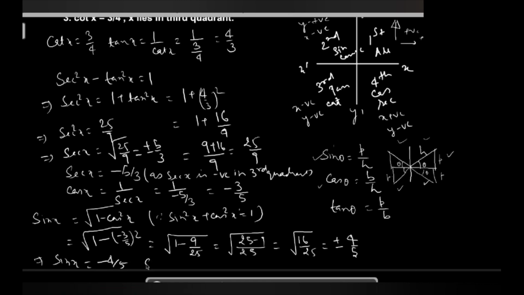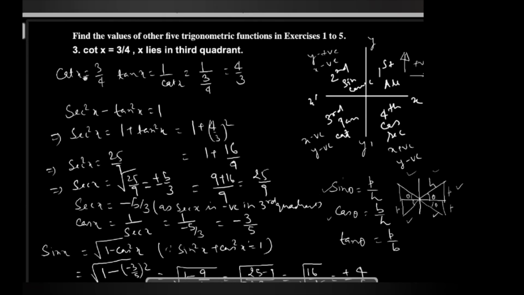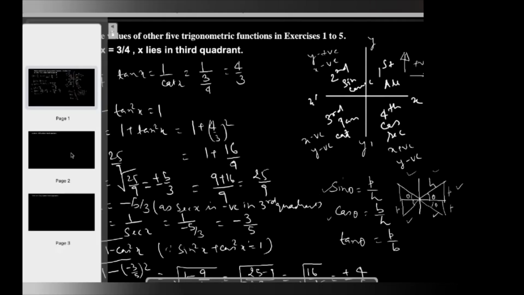Given this, you can get cosec x equals 1 upon minus 4 by 5, because cosec x is nothing but 1 upon sin x. This will give you minus 5 by 4. So we've got all the trigonometric identities. You can see these are my trigonometric identities, right? Now let's go to the next question.